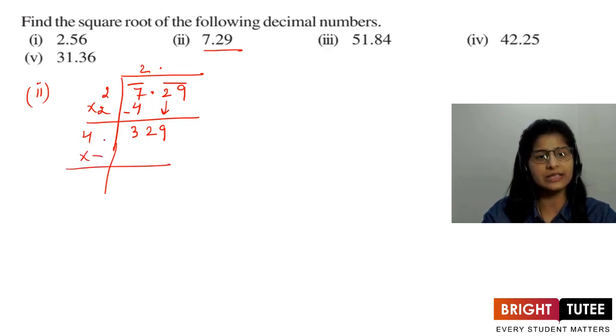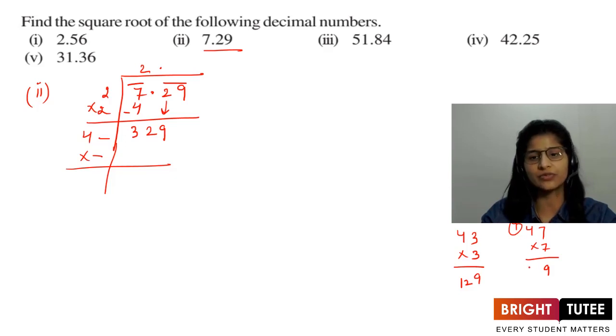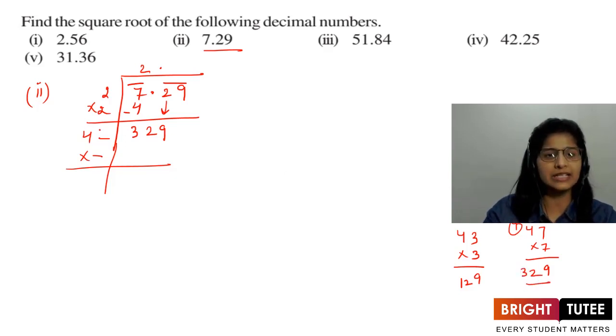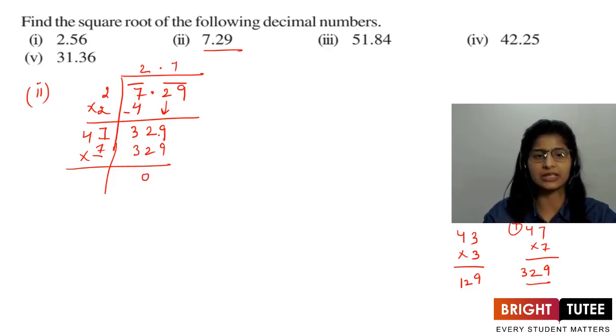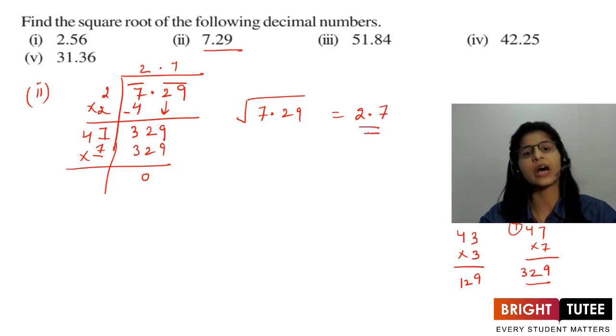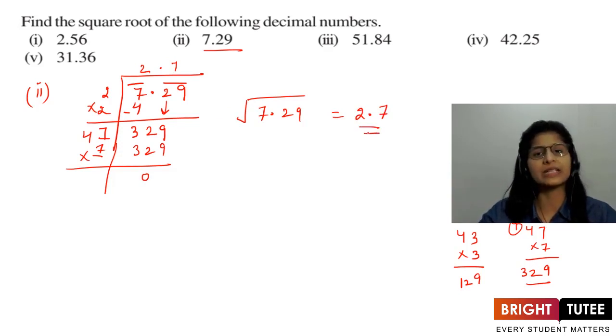Now we need to think of a digit that we place at both places and we get 329. So 9 we get when we have 3 at the end. Just see, 3 3s are 9, 3 4s are 12. It is not 329. Let's try with 7. 7 7s are 49. 4 is the carry. 7 4s are 28. 28 plus 4 is 32. Yes, we are getting 329 at 7. So the remainder is 0 in this case. So we see that the square root of 7.29 is 2.7. This is how we use the long division method for decimal numbers.